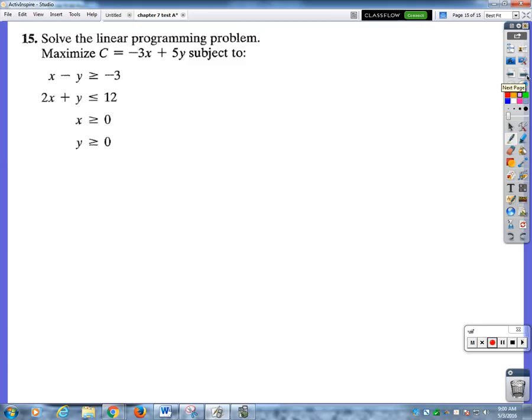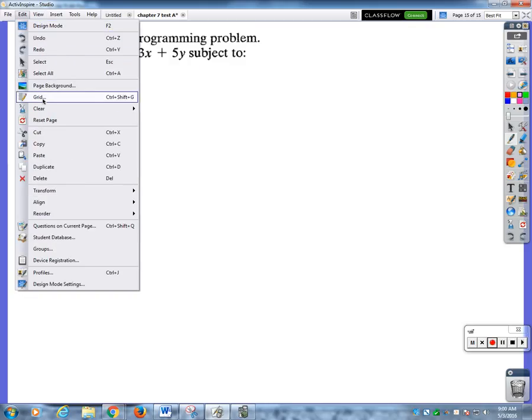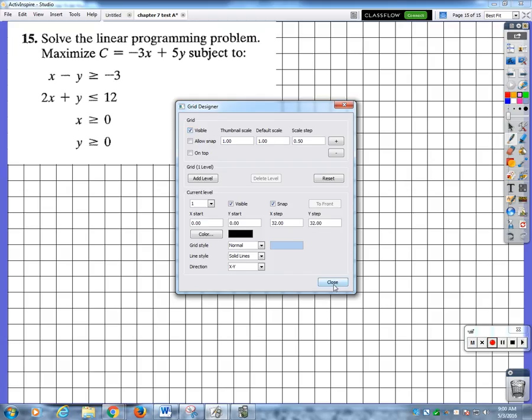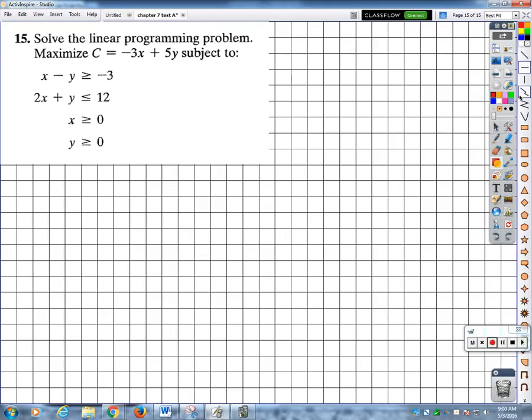All right, last one, solve the linear programming problem, and then we have to find the maximum. They don't want the minimum, just the maximum, okay? So, don't sound so surprised. Okay, so once again, they're giving us x is greater than 0 and y is greater than 0, so you know that you have to be in the first quadrant.